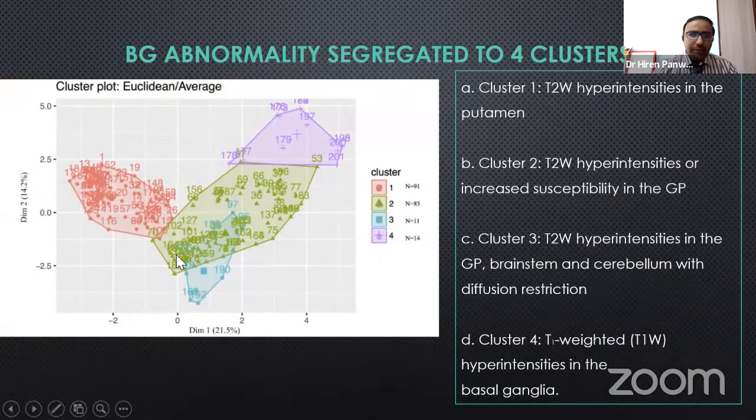In cluster three, they have included those lesions who had globus pallidus involvement, plus T2 hyperintensity, as well as, in addition, those who had brainstem and cerebellum involvement with restricted diffusion. So there was quite an overlap between these two conditions, cluster two and cluster three, that we can see on the figure itself. And cluster four was more isolated, showing T1 weighted hyperintensity in the basal ganglia without any restricted diffusion or susceptibility. So they came up with these four categories.